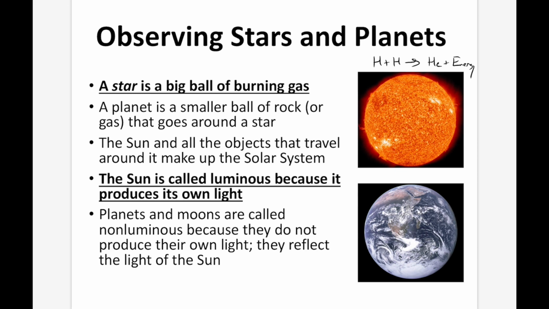We say the sun is luminous because it produces its own light, whereas planets and moons are called non-luminous because they cannot produce their own light. Instead, they reflect the light that comes off the sun. So the light from the sun hits the Earth, bounces off, and it makes it appear to illuminate. But really, it's just a reflection from the sun.